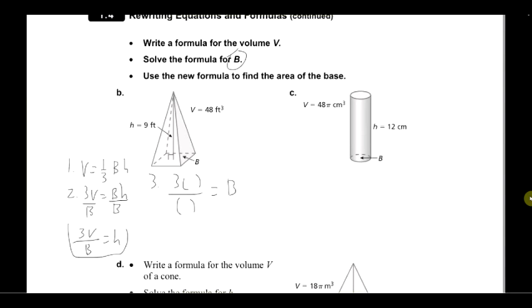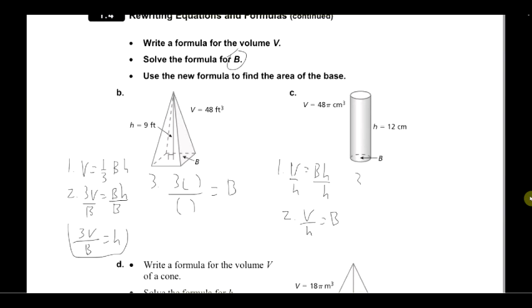Here we'll just have some funny workings with pi thrown in the mix, but let's still write down our formula. So volume equals the area of the base times the height. Let's solve for area of the base. Divide both sides by h. So our formula will be volume divided by height equals the area of the base.